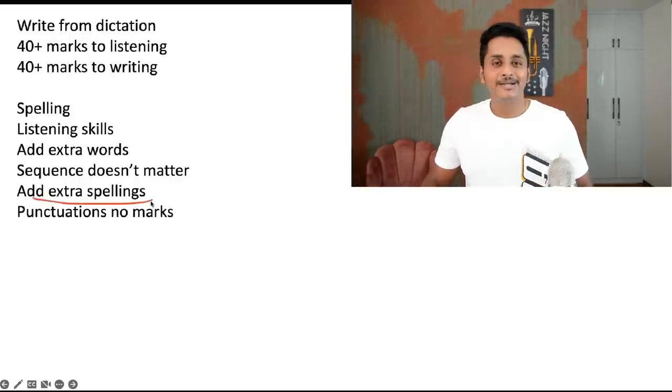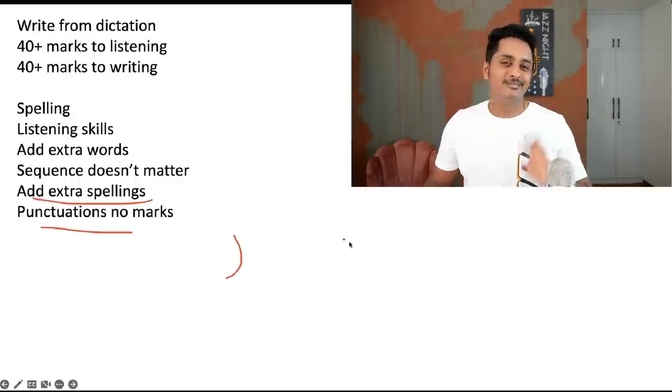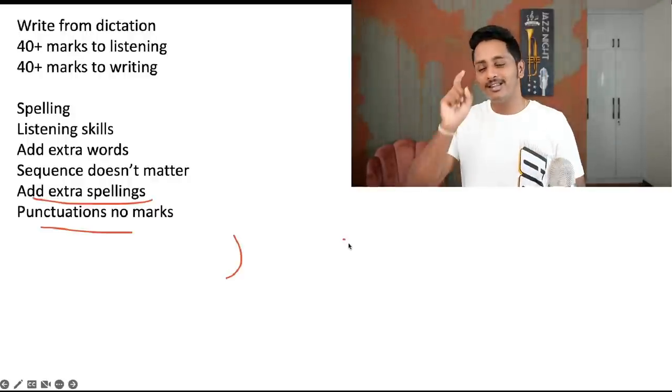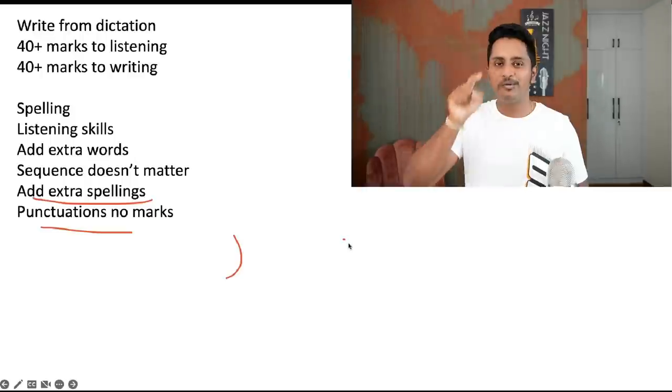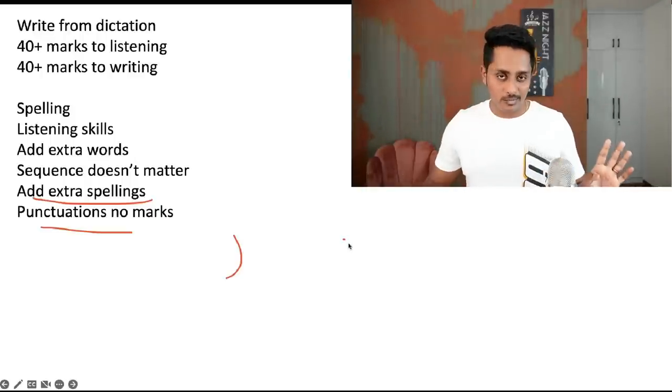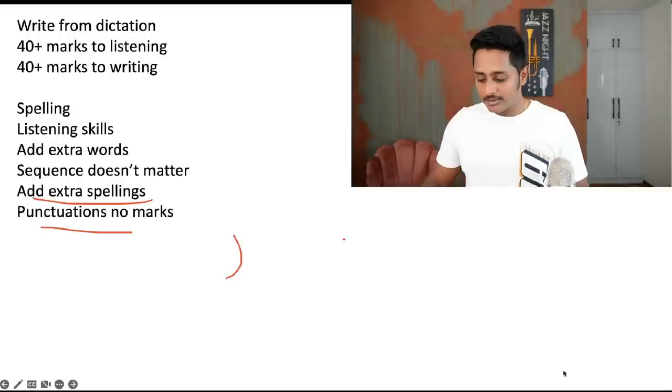Add extra spellings and punctuations. Comma, full stop. I got 35 overall. I think I missed a full stop. That's the reason. Let me give a try again. Get 90 overall by putting a full stop. No change in the scores. What matters? That word has to be there.